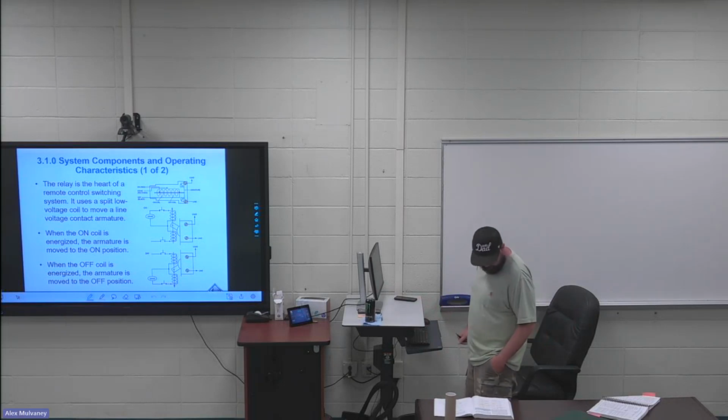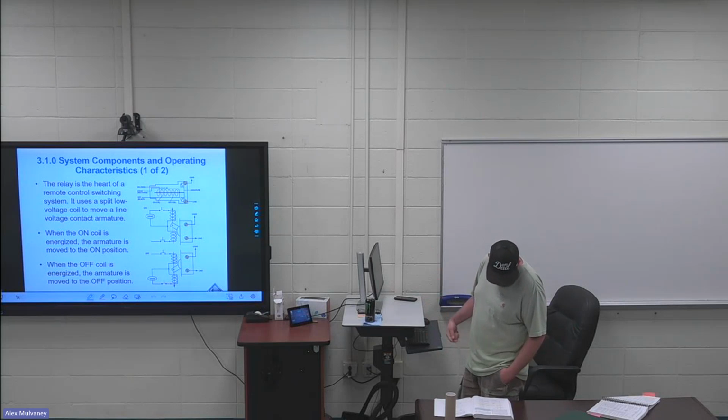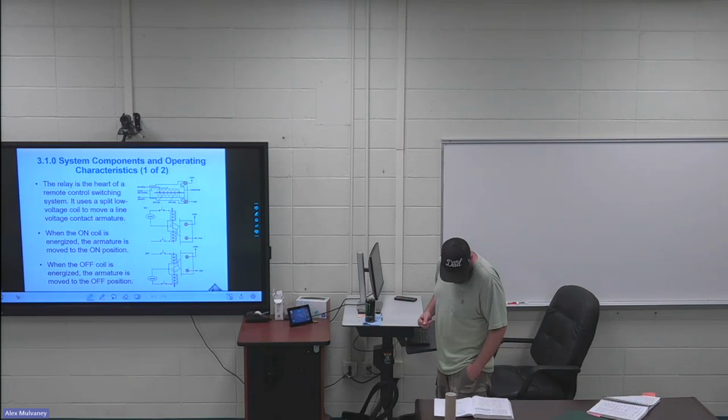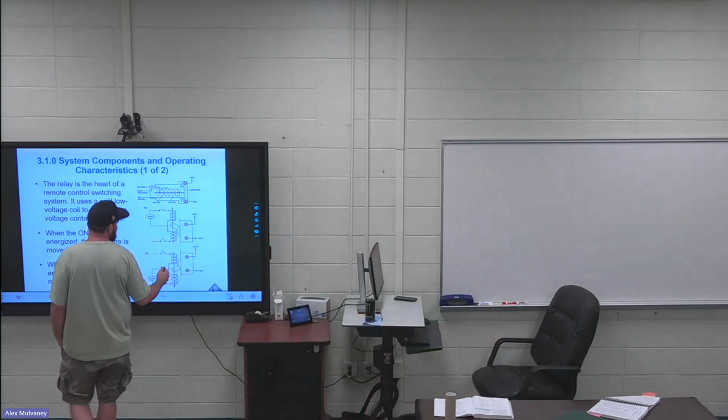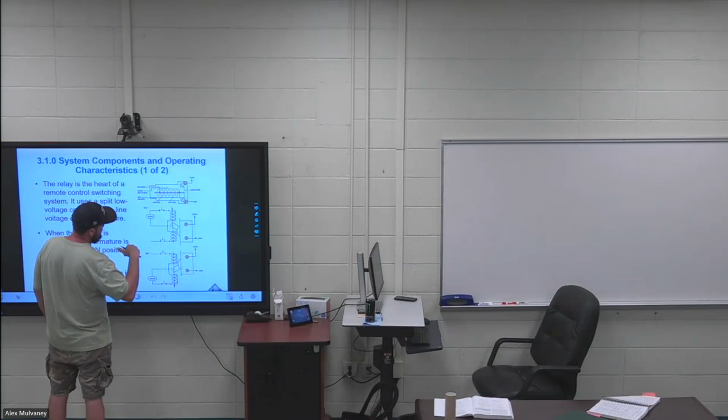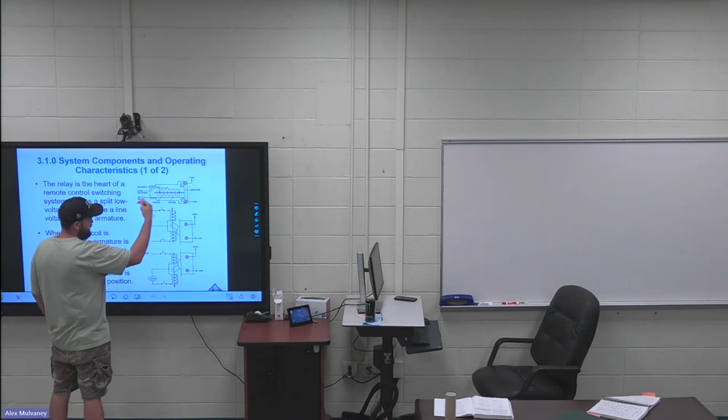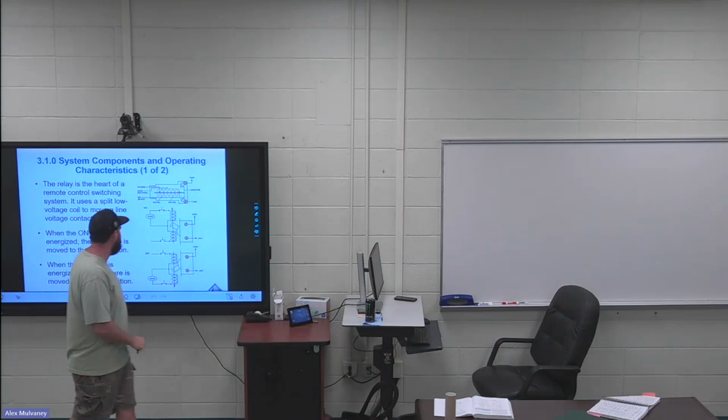So that's figure 18 that they show up on the board. It says as the on coil moves the armature to the right, it's talking about this one right here. It's going to move the armature to the right or up. But it's going to connect your line and load is what it's going to do for that relay.